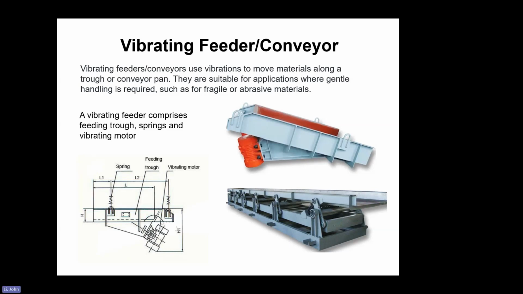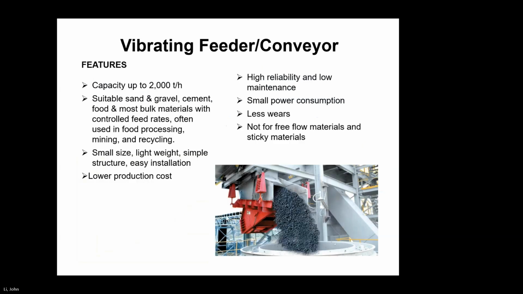A vibrating feeder comprises a feeding trough or pan, the spring, you can see the spring here, and the vibrating motor. So it is very simple, materials go on, it vibrates and the materials will be moved along. So it always has a small, slow incline angle with that. The features: capacity up to 2,000 tons per hour, it cannot be too big.